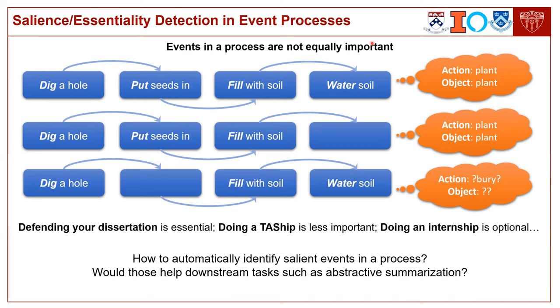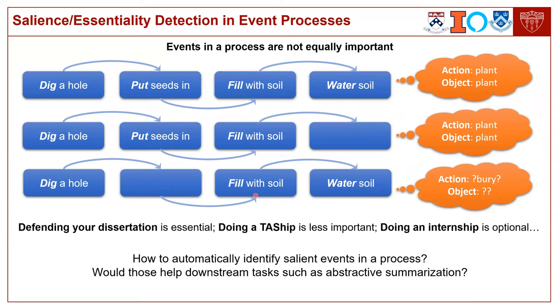So that means, okay, so previously we already introduced that when given an event process, we can try to infer the central goal of the event process. But at the same time, we notice that for the central goal, different steps are actually not equally important. For example, still we consider the process of planting a plant. If we only preserve the first three steps, digging a hole, putting seeds in, filling the hole with soil, while we remove watering the soil, we can still tell that this is the process of planting a plant, right? However, if we remove the second step, we just see digging a hole, filling the hole with soil and watering the soil without seeing putting the seeds in the hole.